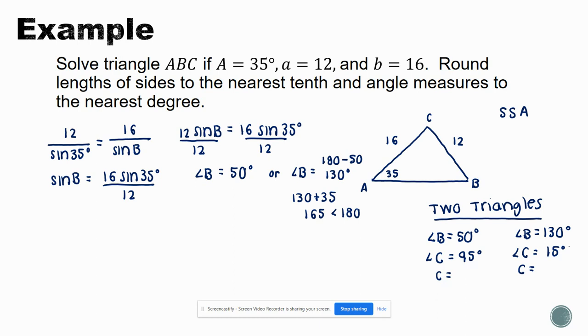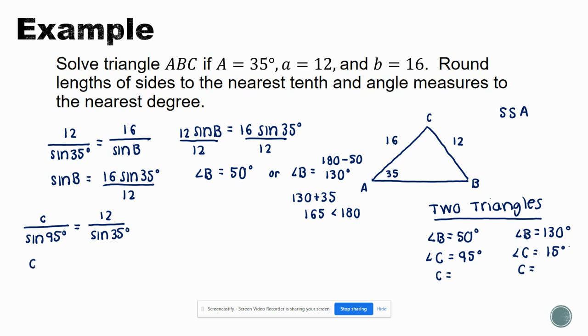So the last thing we have to do is calculate the side for C. Let's start with the first triangle here, where our angle B is 50 and angle C is 95. If I want to find the side for C, I know that it's going to be over the sine of angle C, which is 95 degrees. You can go back to either one of the sides that we have. We have 16 for a side, we have 12 for a side. I'm just going to use the 12. That means that's across from angle A. Angle A is a 35-degree angle.